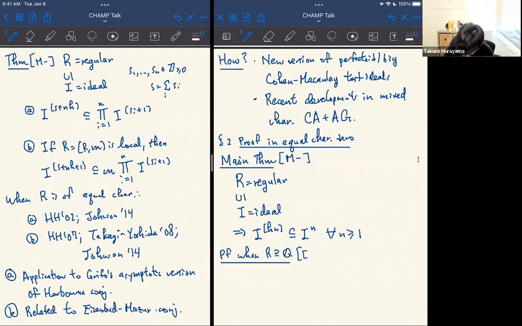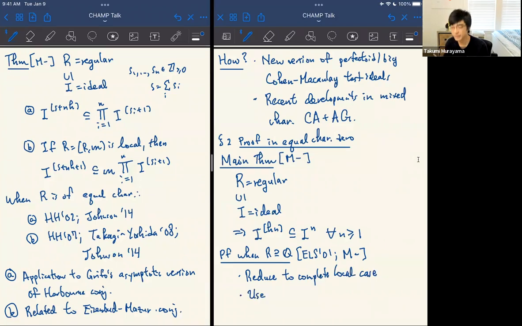This mimics the Lazarsfeld-Smith proof. I'll point out, though, that at least the way I'm writing it down, you do need some of my work. So to prove this in equal characteristic 0, what can we do? First of all, you can reduce to the complete local case, basically because symbolic powers and associated primes all behave well under faithfully flat maps. You have to worry a bit about some things, but in any case, this is true.